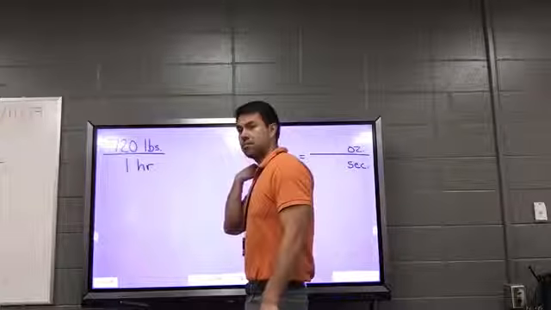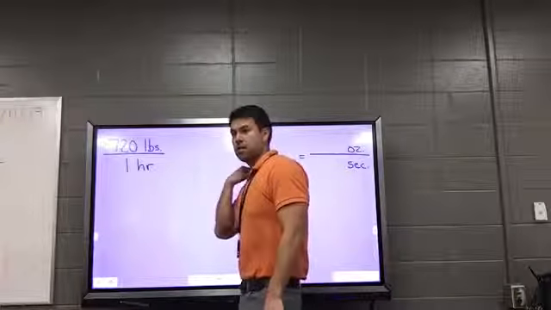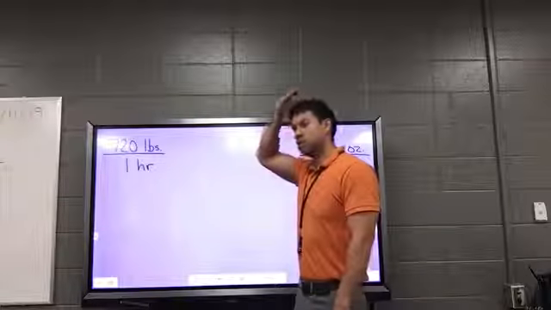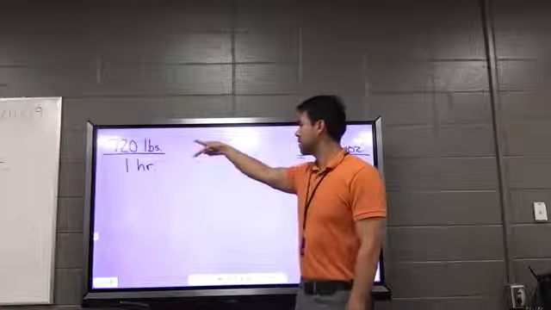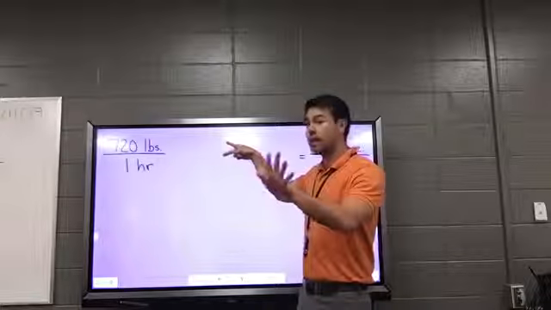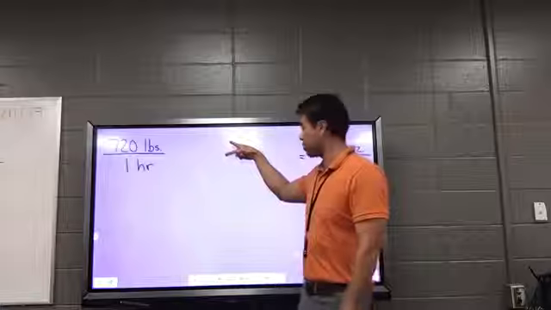I got, so I did 720 pounds for 1 hour times 1 hour over 60 minutes, times 1 minute over 60 seconds. Perfect. Okay, so you're there. So you're done with the time. You just made it to seconds, which is what you wanted.